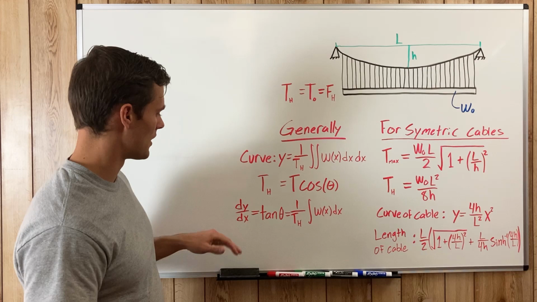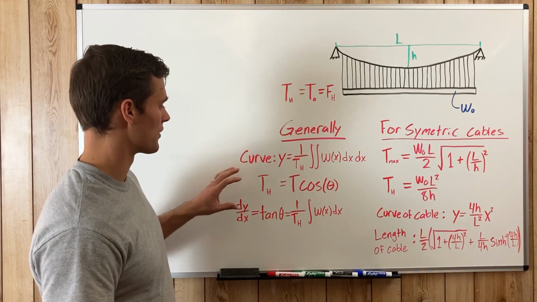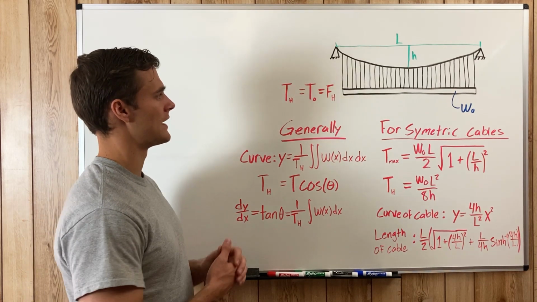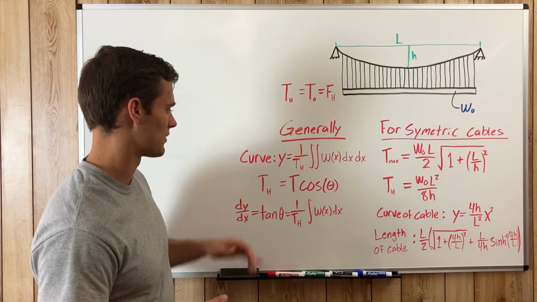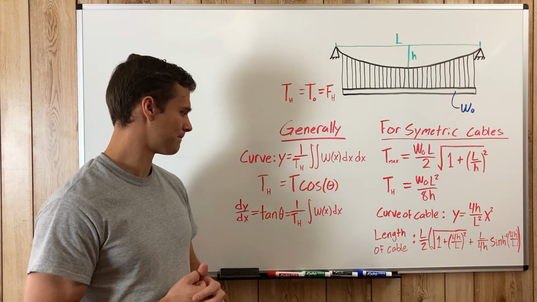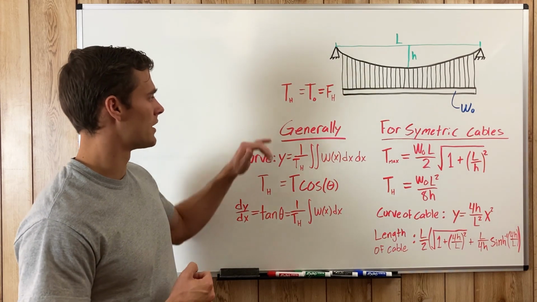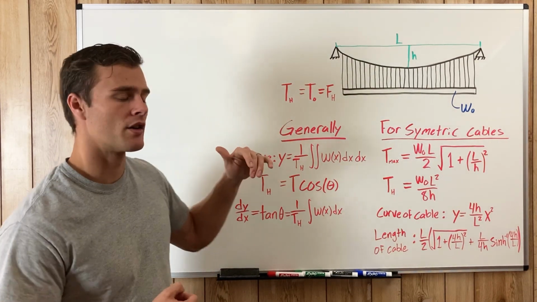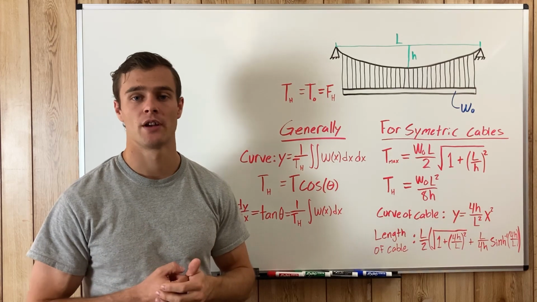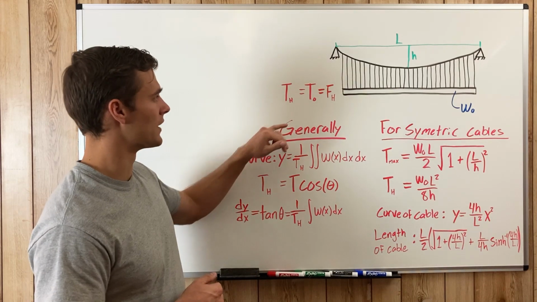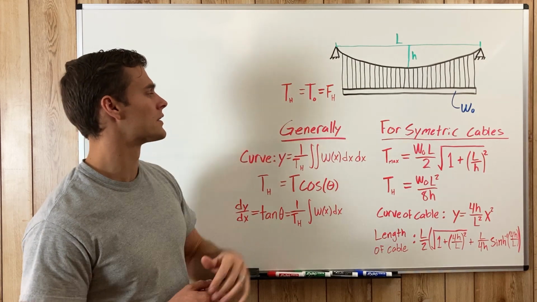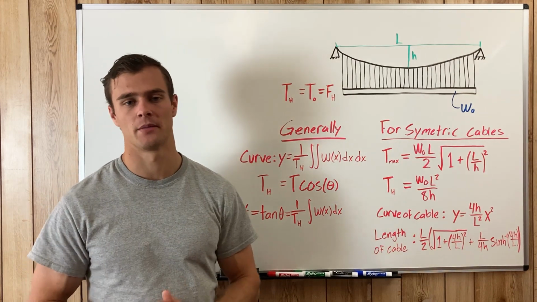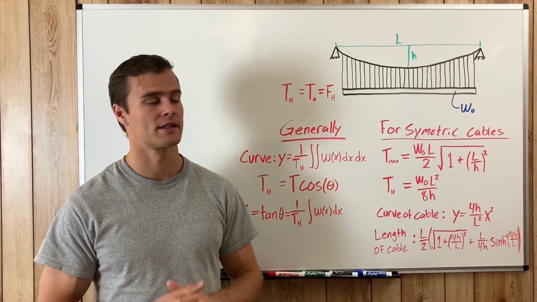And then there are a couple other equations that help you find other variables you need, such as the horizontal tension. So that horizontal tension in other textbooks or videos might be written out differently. I've seen it written out as T naught and also F sub H, which is horizontal force, and I use T sub H because horizontal tension makes sense.